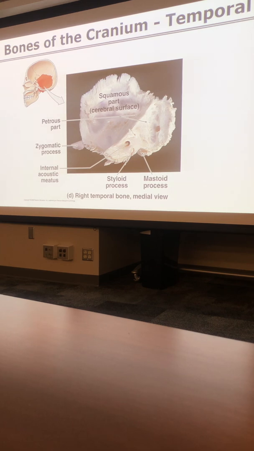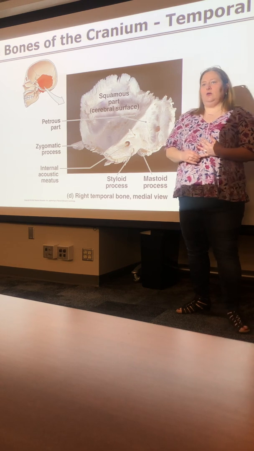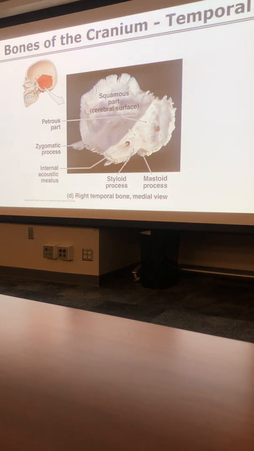Traveling through the internal acoustic meatus are cranial nerves 7 and 8. 7 is the facial, 8 is the vestibulocochlear. Vestibulo for equilibrium and cochlear for hearing.